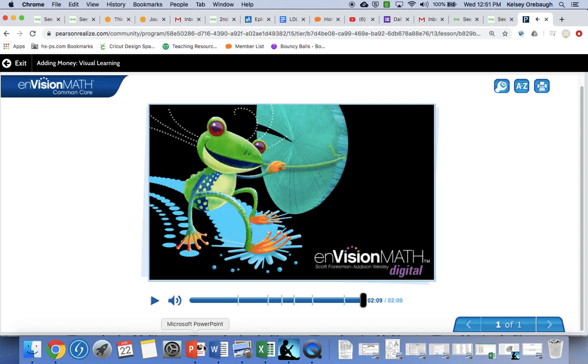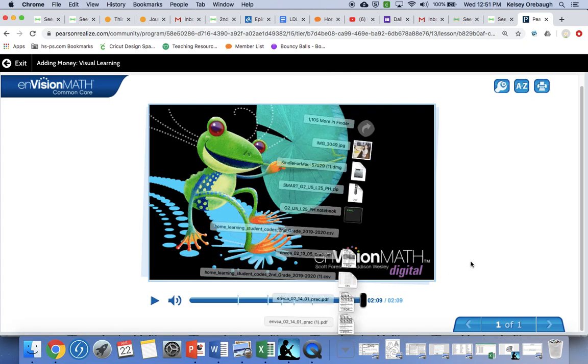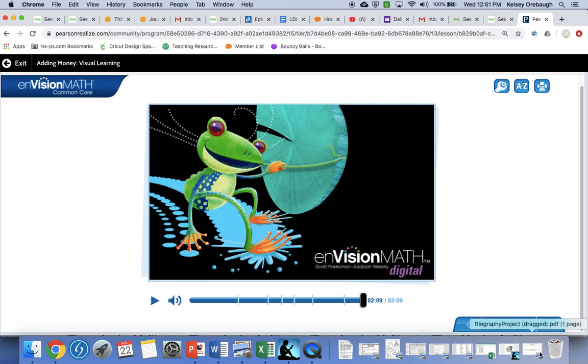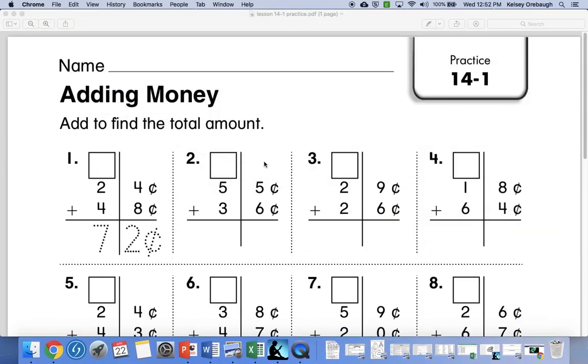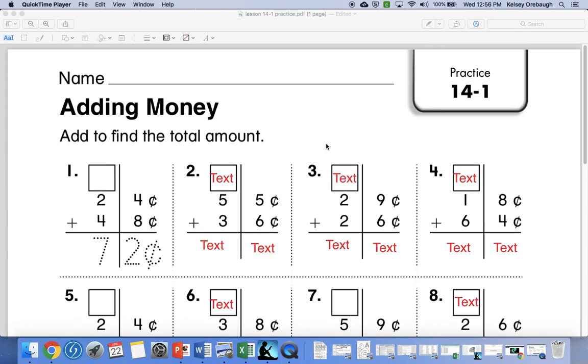Okay, so this should be review. The only difference between what we're doing now and what we have done in the past is adding our cent symbol. That's the only difference. We're still going to add the same way using our stacking strategy. All right, number 1 has been done for us. Let's move on to number 2.